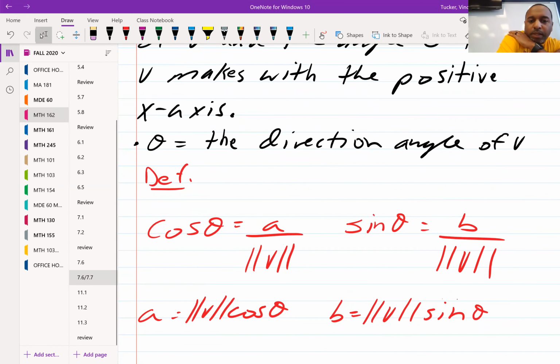All right, so we see cosine theta is equal to A over the magnitude of V. Sine theta is equal to B over the magnitude of V. Or you can rewrite it and say that A is equal to the magnitude of V times cosine theta. B is equal to the magnitude of V times sine theta. Same relationship, just written different ways.